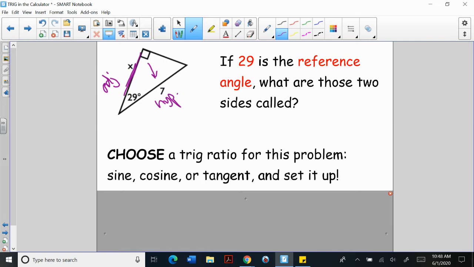All right, now I also want you to set it up. So hopefully you picked cosine because cosine is the CAH. Let me write that out, CAH. Okay, and that stands for cosine is the adjacent over the hypotenuse. So now that you picked out your cosine, go ahead and set up a ratio, see what you got.